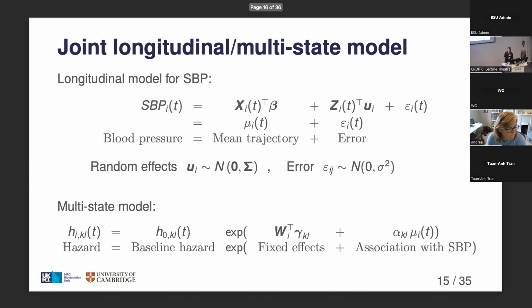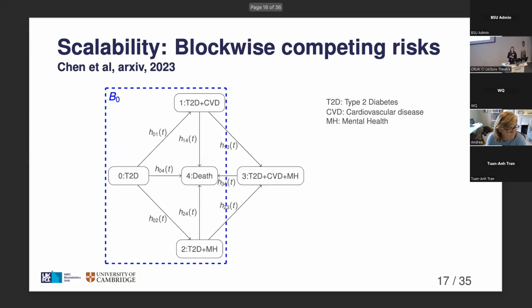Now, fitting this joint longitudinal multi-state model is computationally intractable for that size of data. Because, in order to fit, I should say Cedar's also using a Bayesian approach, which makes things easier for a joint model. But in order to fit this, you still have to do a numerical integration as a consequence of the shared random effects between the longitudinal and the multi-state model. So Cedar's been considering some alternative approaches.